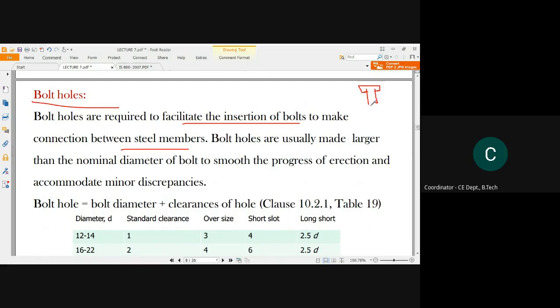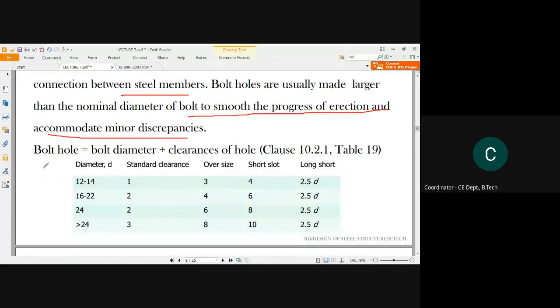This bolt will go through a hole, right? So we will always like to have that hole quite bigger than that nominal diameter, to smooth the progress of erection and accommodate the minor discrepancies. We will try to make that hole a bit larger than the nominal diameter for ease of insertion. So the bolt hole is considered equal to the bolt diameter plus clearance. This has been given in clause 10.2.1, table 19.